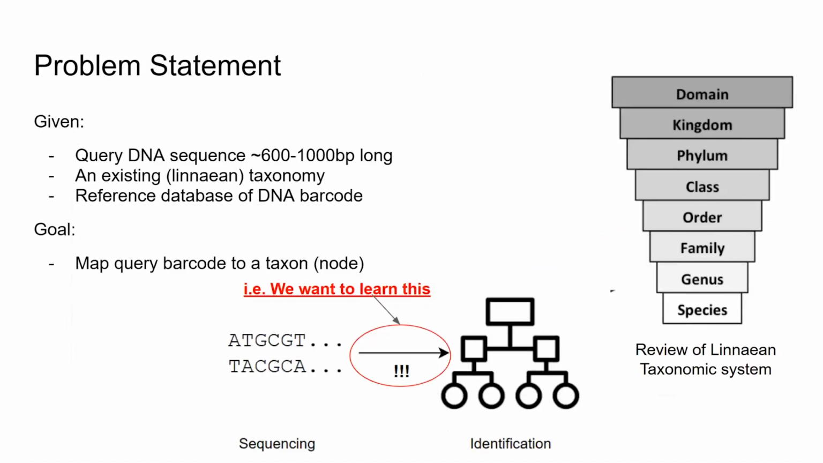So here I'm going to go into more detail about the problem that we're trying to solve. We're given a query sequence of about 600 to 1,000 base pairs, as well as an existing Linnaean taxonomy, that's the domain, kingdom, phylum system we all learned in high school, and a reference sequence database. And what we have is a classification problem. More specifically, we want to map the query to a position within the taxonomy, usually by comparing it against the stored database and the stored taxonomy we have.